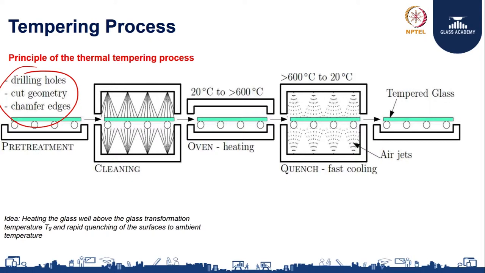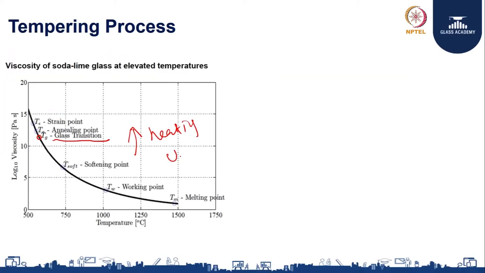So, roughly for a thickness of 6 mm glass, the heating time will be anywhere in the range of 250 to 300 seconds. And the quenching will take only 20 to 25 seconds. After that, it is only cooling of the glass to room temperature, which is only for handling and other related issues. The temperature I was talking about is the glass transition temperature.